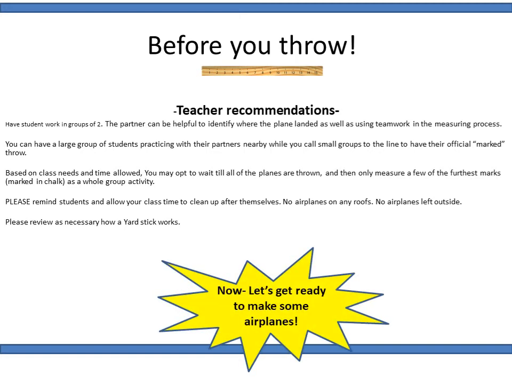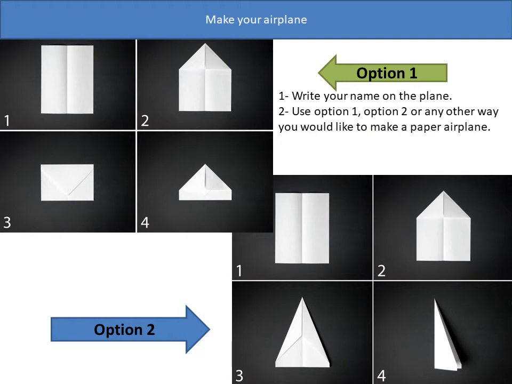Now let's get ready to make some planes. Each student should have one piece of paper on their desk. Students can follow the example in option 1 to make an airplane, or they could follow the example in option 2 to make an airplane, or they could, if they know some other way, make an airplane however they would like out of paper.